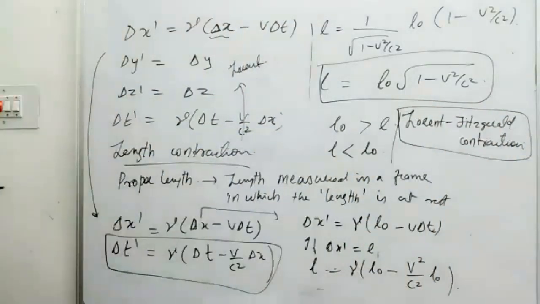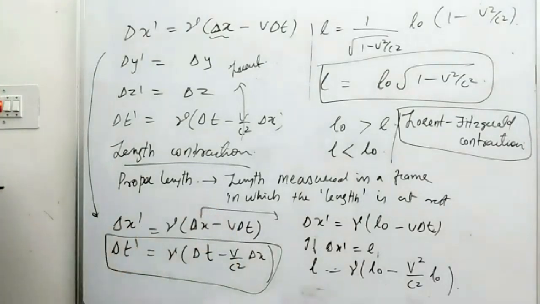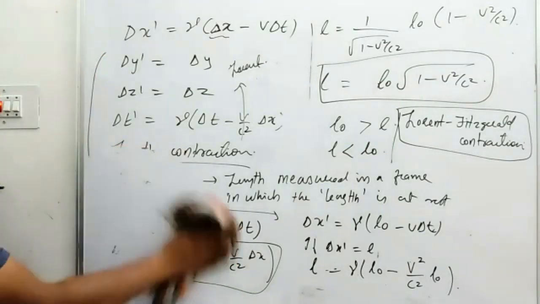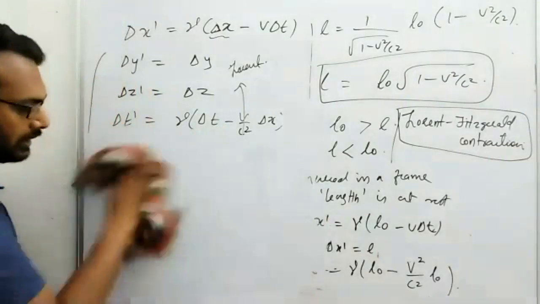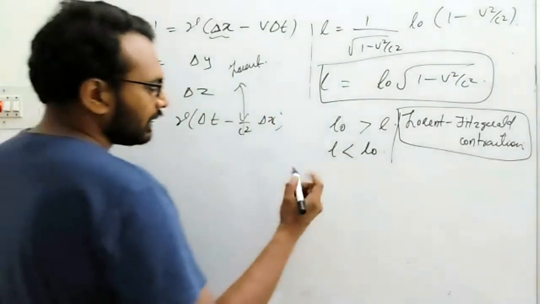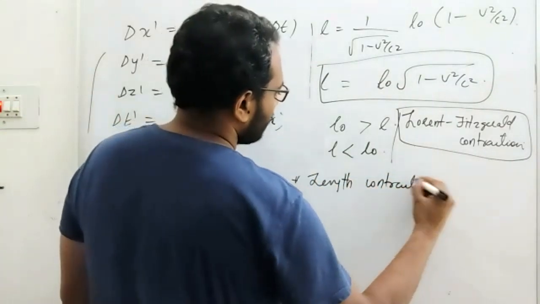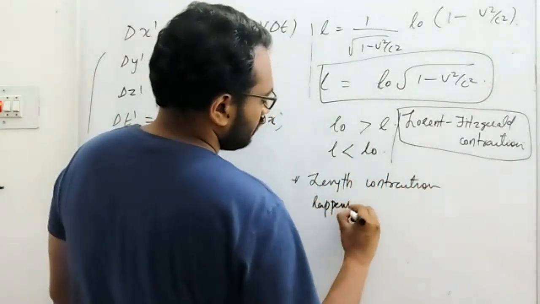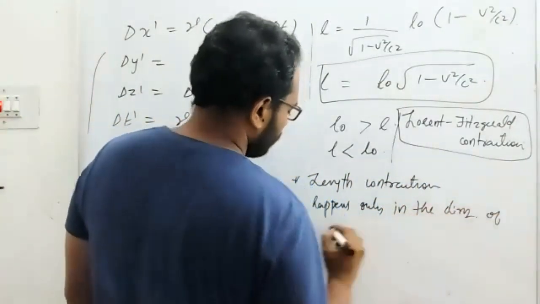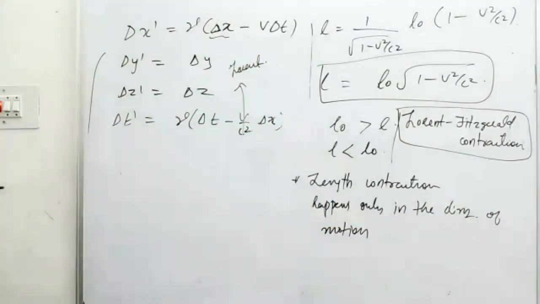So this question also can be asked. And I want you to remember the very important fact that the length contraction happens only in the direction of motion. Not in the perpendicular direction, only in the direction of motion. It's easy to see why, but just remember that length contraction happens only in the direction of motion. No contraction in the perpendicular direction. That would lead to all sorts of paradoxes.